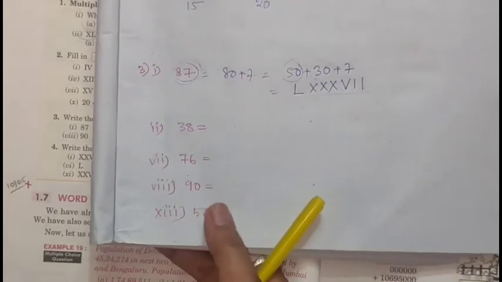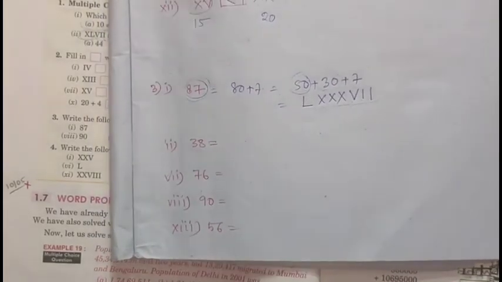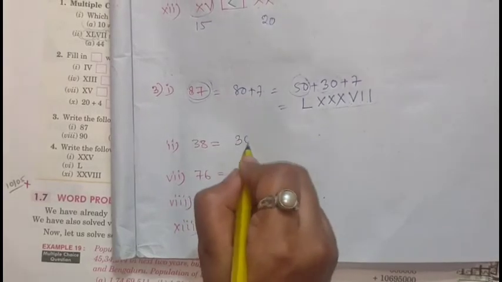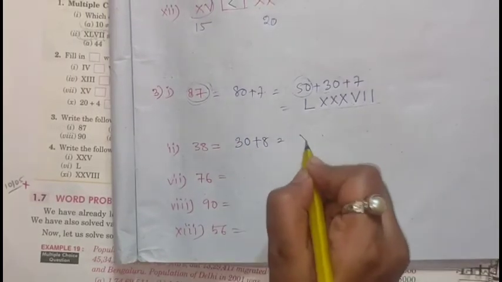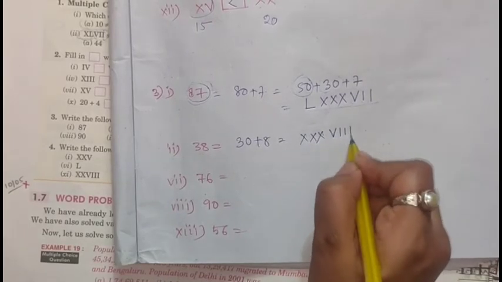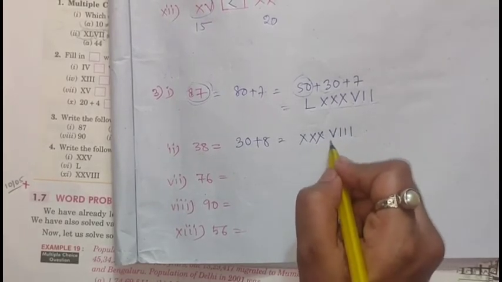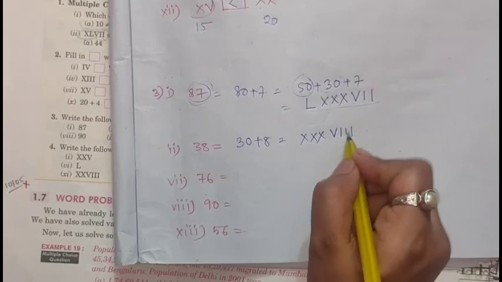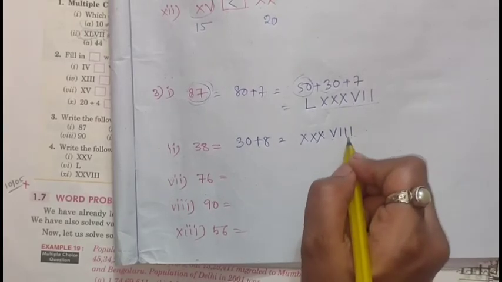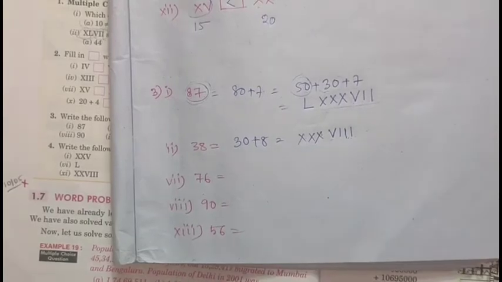Next one, 38. So what will be the Roman numerals of 38? 30 plus 8. So 30 means X, X, X, and 8 is V, I, I, I. So 5 plus 3. If I write I 3 times, then we will get 3. So 5 plus 3 is 8. So this will be the Roman numerals of 38.